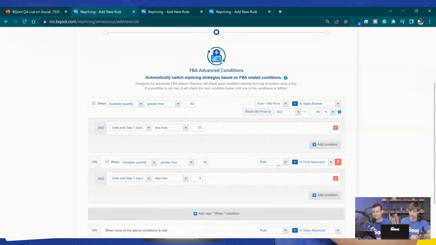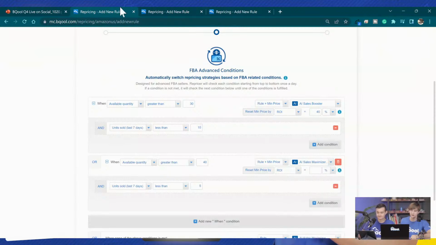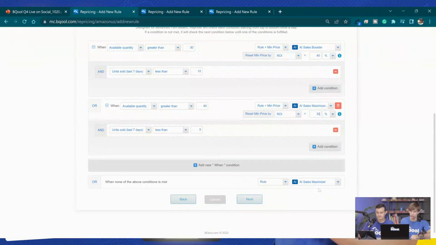So we want to change the rule and our min price. Here we're going to choose the AI sales maximizer, and maybe before our ROI is 50, and we're going to go to, let's say, 30 now. And if none of those conditions are met, we're going to go with AI equalizer.